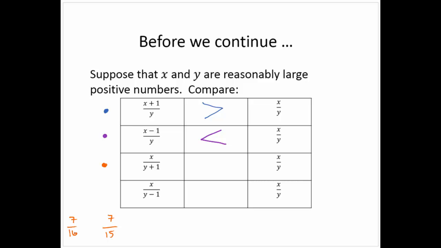7/16 compared to 7/15. If I cut something up into 15 pieces and I take 7 of them, as opposed to cutting it into 16 pieces and taking 7 of them, each of those 16 pieces is slightly smaller than each of the 15 pieces. So 7/16 is less than 7/15, and correspondingly, x over (y plus 1) is less than x over y. Using the same sort of argument, x over (y minus 1) is greater than x over y. Keep these ideas in mind. They're going to be very useful when we deal with this comparison test.